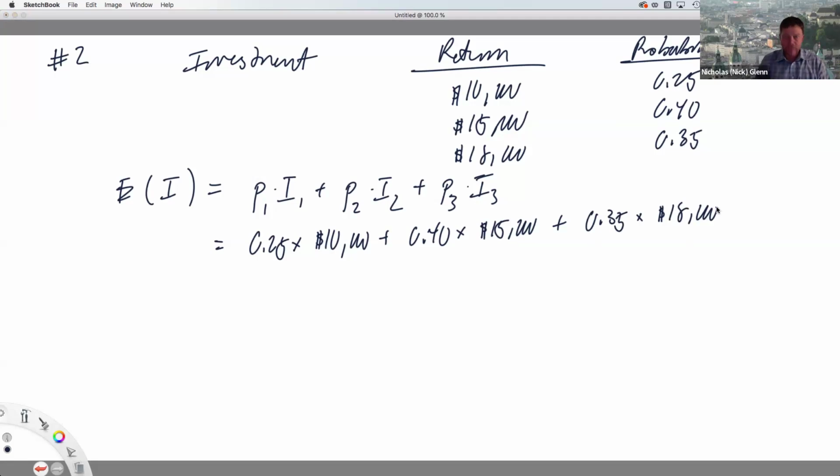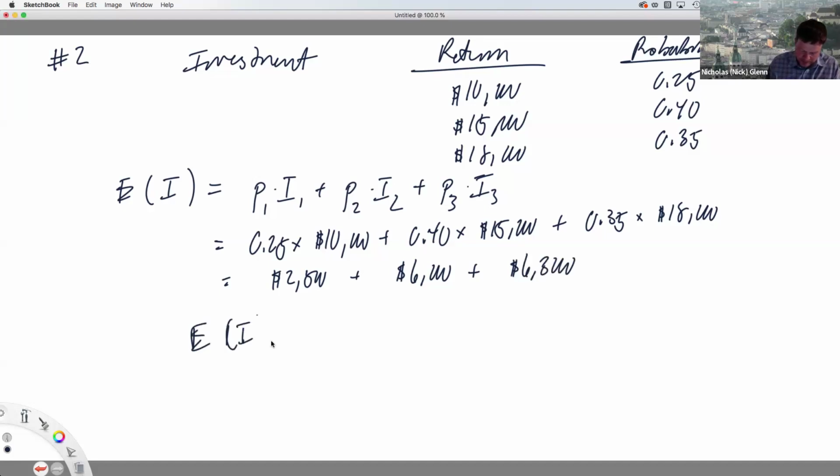Okay. All right, so what we'll do now is just multiply and add them up. 0.25 times 10,000 is 2,500. 0.40 times 15,000 is 6,000. And lastly here, 0.35 times 18,000 is going to be 6,300. You add all these up, and in expected value terms, this investment is worth $14,800. Okay. So that's how you calculate the expected income or expected value of a given investment here.